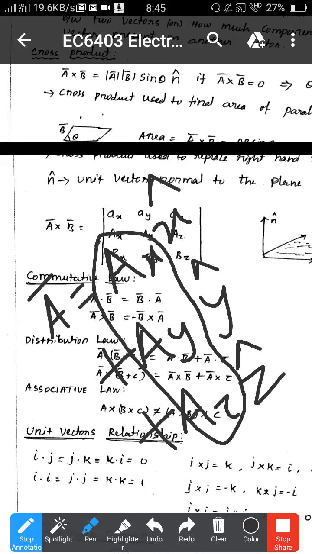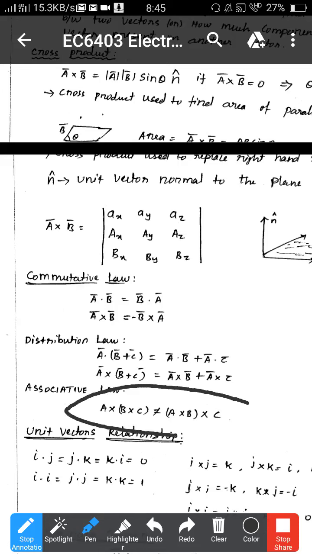You take any three vectors and please try to prove that it is not satisfying the associative law. Or is there any other intuitive way to prove that? That also you can do. Please take it as an assignment and do it today.